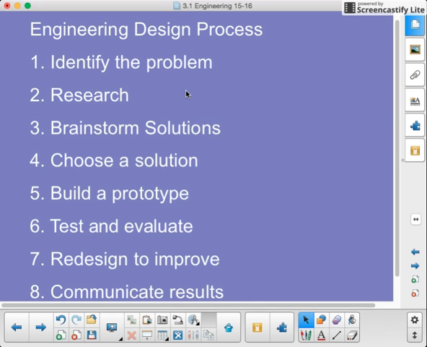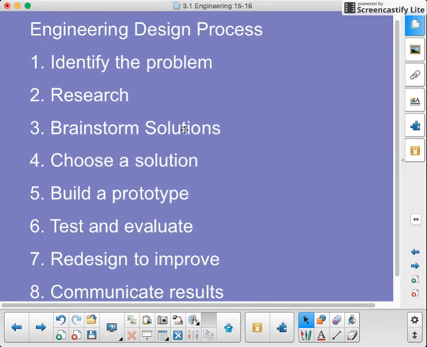You don't want to waste a bunch of time if someone's already come up with a great solution to that problem. But also find out what people have tried that didn't work so you don't repeat their mistakes. Brainstorm solutions is step 3. Brainstorming means that you look at all of the possible solutions. In this brainstorming step, every idea is a good idea, and you write them all down because you never know.